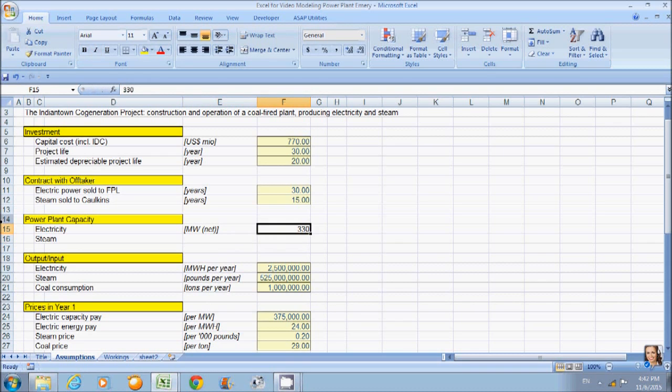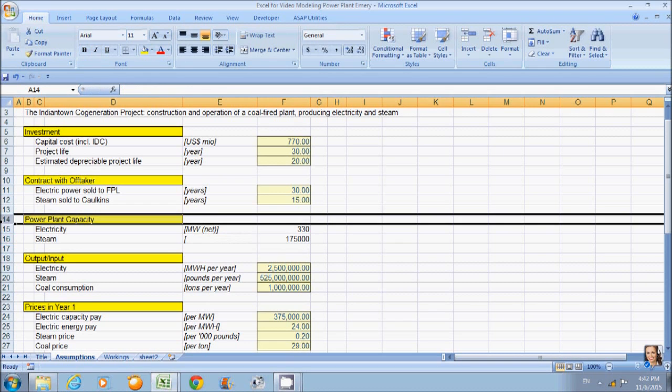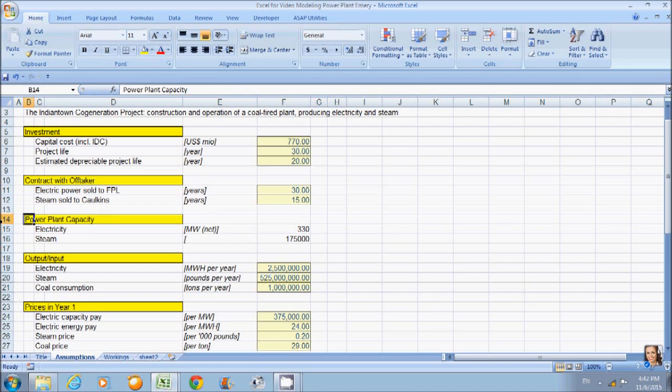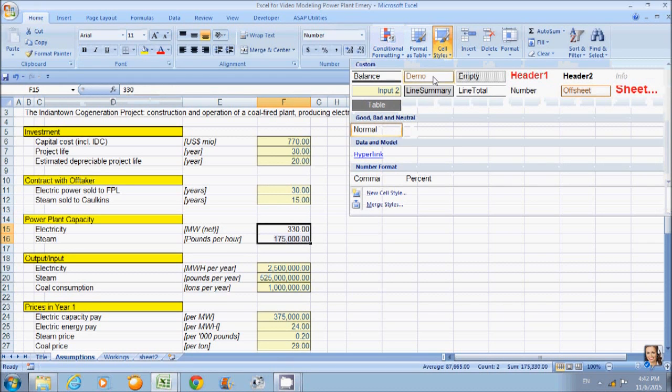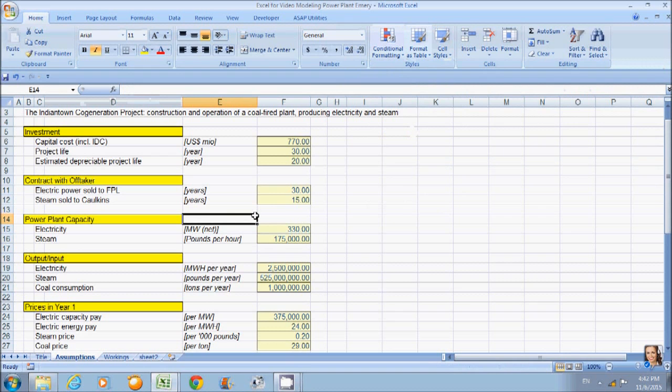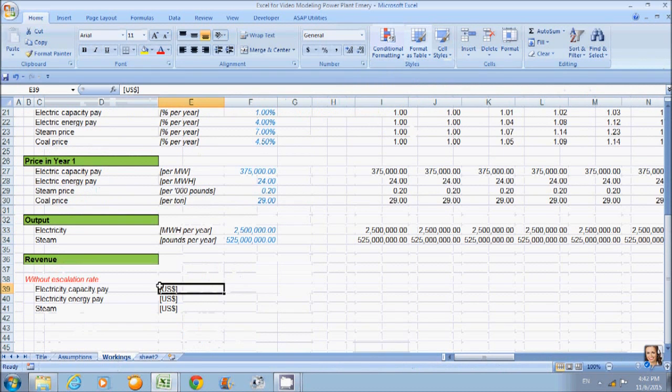Okay, and then you have steam is 175. This is pounds, this is pounds per hour. Okay. Just have to... And then I put the style, the input to... Okay, save it. And then now we go back to the... So.